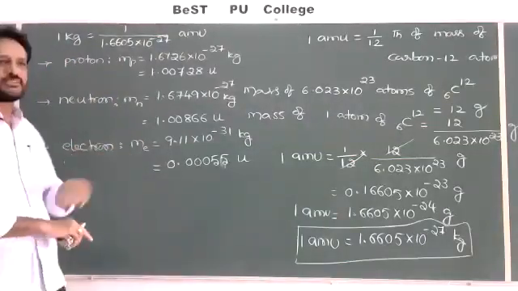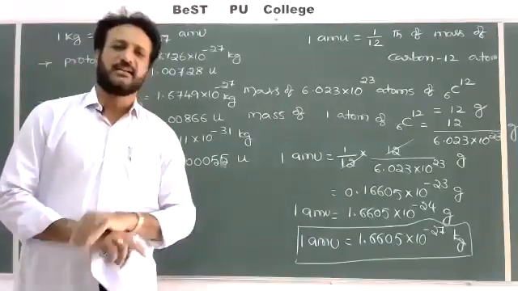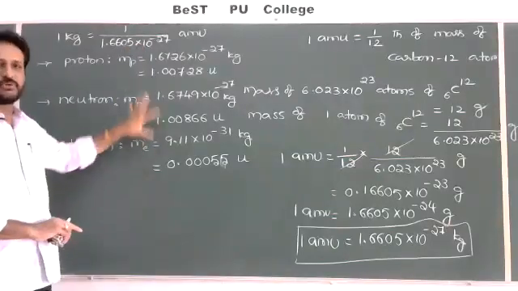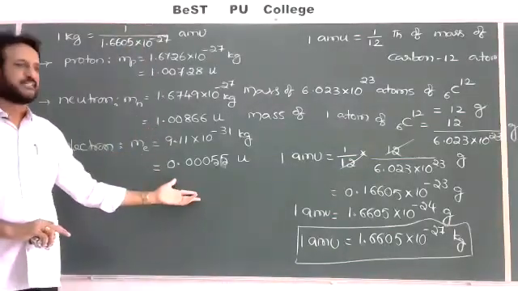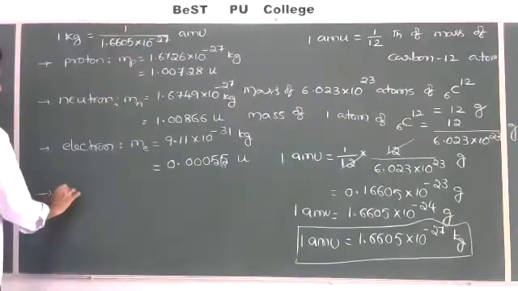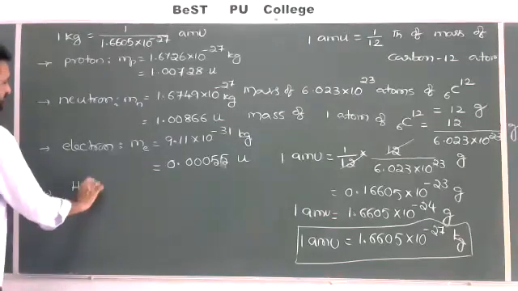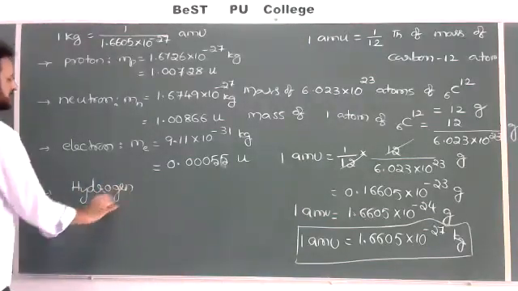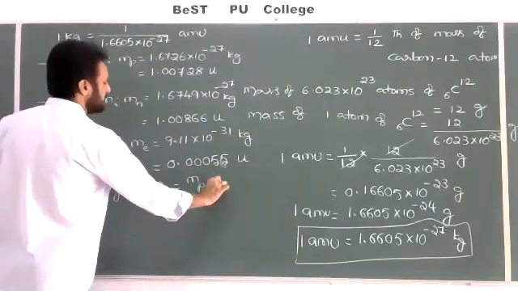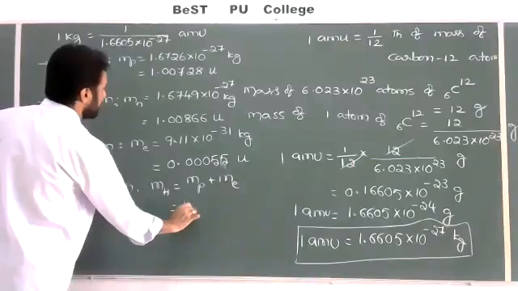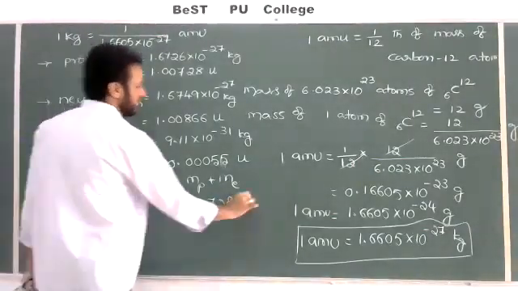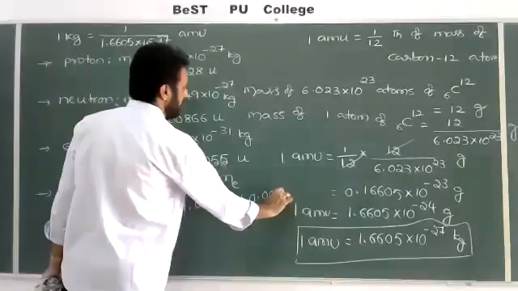If you want to calculate the mass of the hydrogen atom, we should add the mass of the proton and the mass of the electron, because hydrogen doesn't contain a neutron, only proton plus electron. So the mass of the proton plus the mass of the electron, both added, gives the mass of hydrogen, which is equal to 1.00728. This one also I will give at last. Mass of hydrogen, mH, is equal to mass of the proton plus mass of the electron. Mass of the proton 1.00728 plus 0.00055.